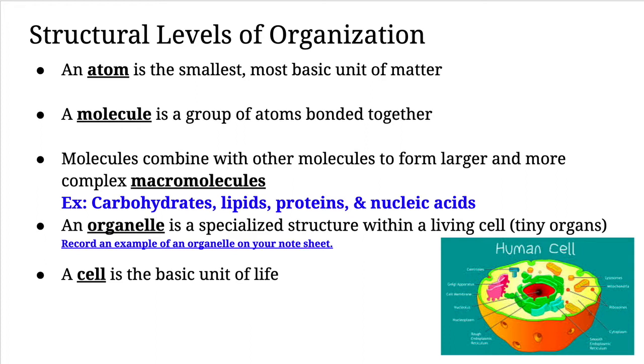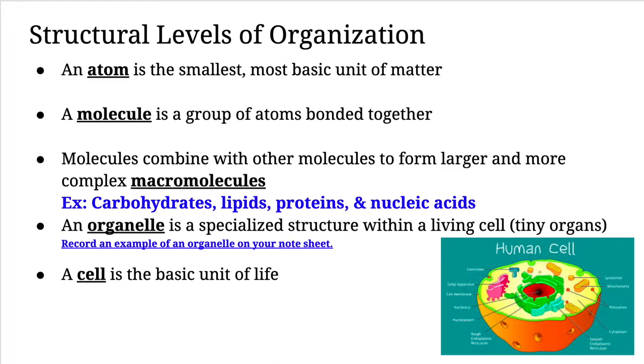If we get a little bit bigger and we combine smaller molecules into larger molecules, we call those macromolecules. The prefix macro just means big or large. So they are just larger, more complex molecules. And the four different kinds of macromolecules that there are: carbohydrates, lipids, proteins, and nucleic acids. Hopefully you remember learning about those in biology class.